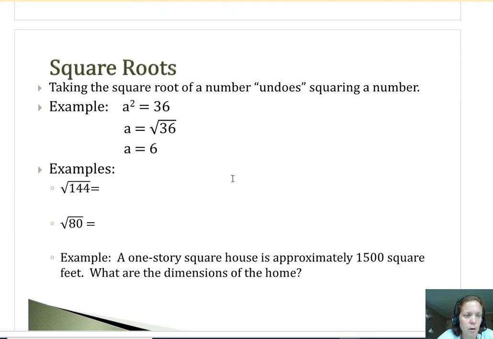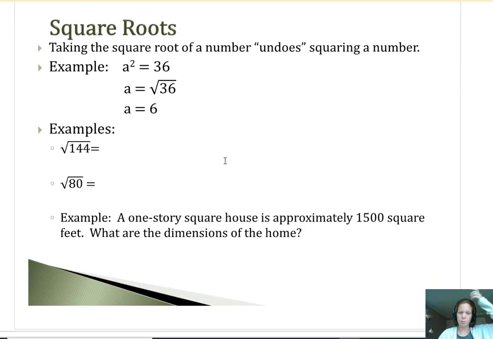Okay, square roots is another operation we've maybe touched on, but we're going to be using quite a bit the rest of class. So taking the square root of a number, it's like the opposite of squaring. It undoes squaring a number. So like if we had some number squared is 36, figure it out, we could do the square root of 36, which is 6. Okay, so when I have a square root of 144, I'm trying to figure out what number squared gets me 144. 12. 12 times 12, 12 squared is 144. So the answer would be 12.